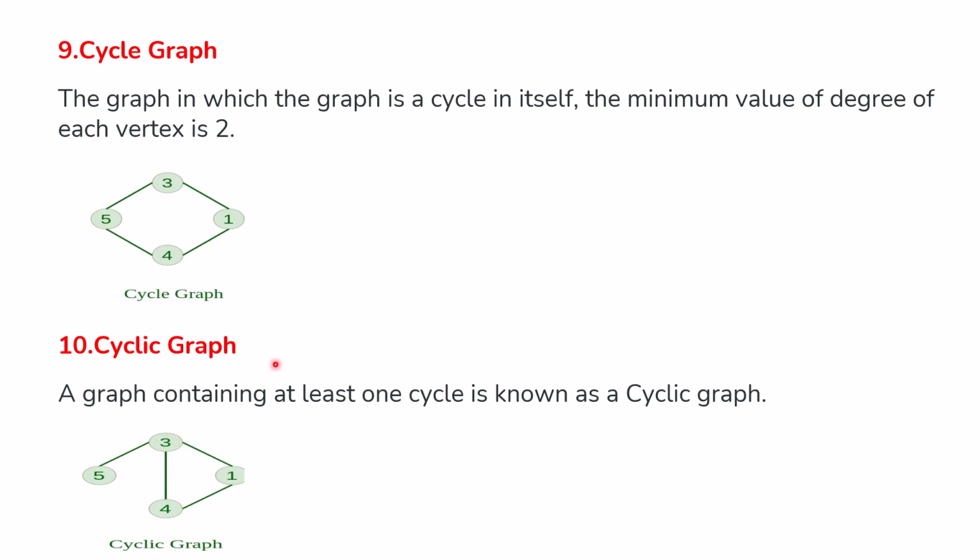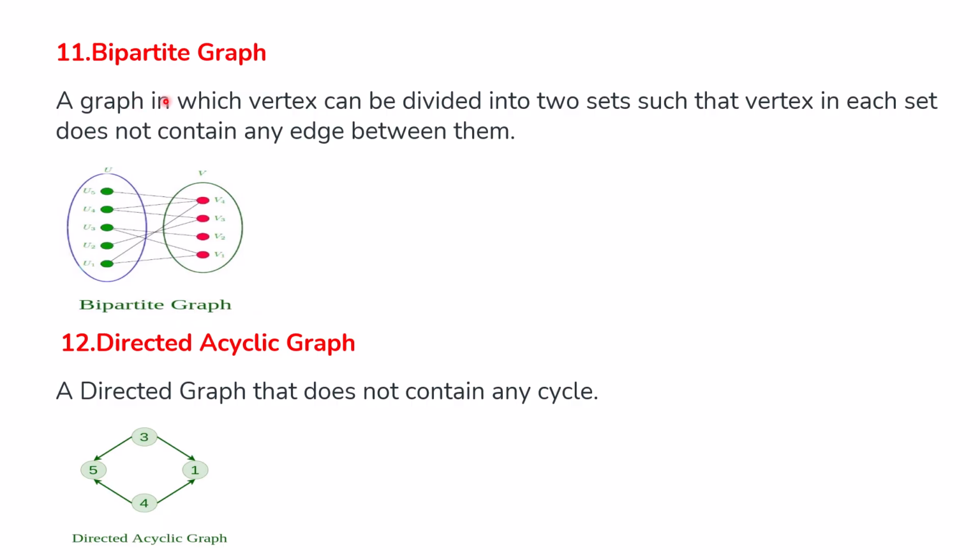Cycle is different and cyclic is different. Cyclic means it contains at least one cycle. Okay, now bipartite graph. A bipartite graph is one in which the vertices can be divided into two sets such that the vertices in each set do not contain any edge between them.